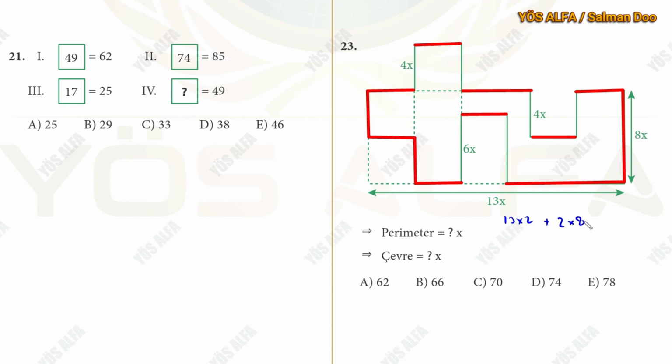So it's twice 8 plus what's left here is this one and that one. It's twice 6 plus 4 plus 4 plus 4 plus 4. So it's 4 times 4. So the summation of all these gives us the perimeter of the shape. 26 plus 16 plus 12 plus 16 is equal to 70. So the answer is C.